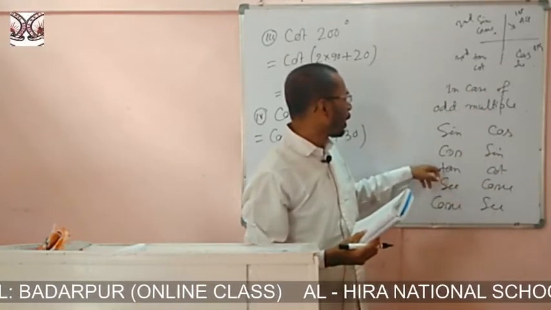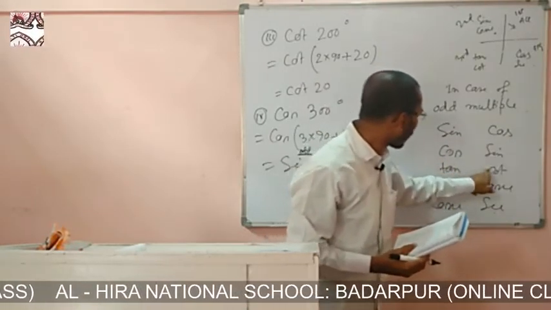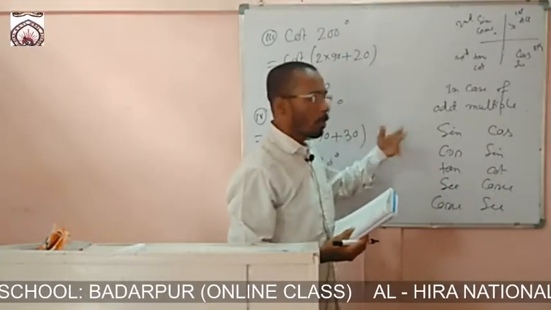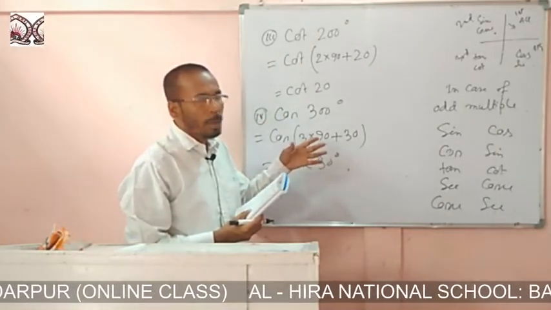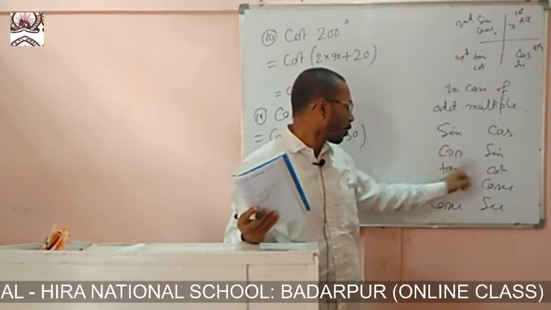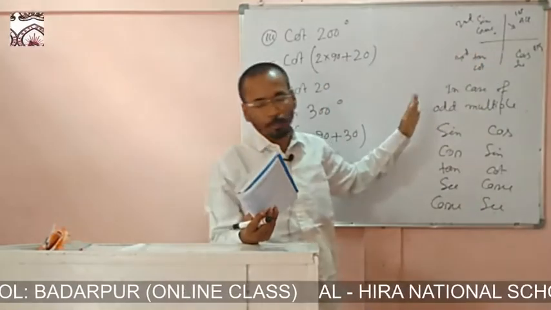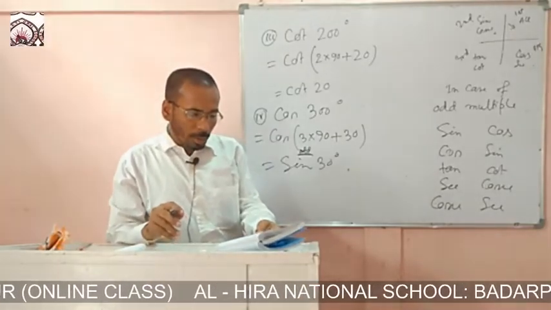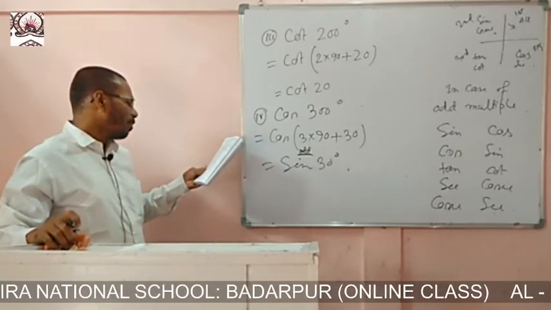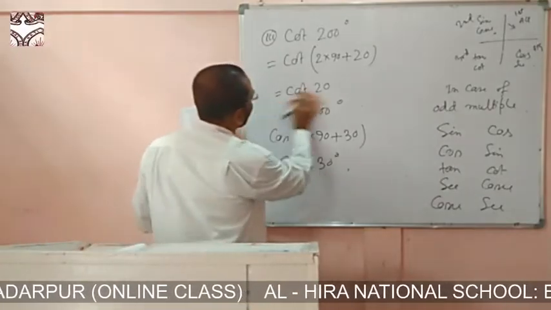In case of odd multiple, I am again saying sine will become cos, cos will become sine, tan will become cot, sec will become cosec, and cosec will become sec. In case of even multiple, no need, but in odd multiple, sine to cos, cos to sine, tan to cot, sec to cosec, cosec to sec, and the sign according to the ASTC rule. Now question number 4 is done, then question number 5 and 6 you can do, and 7 and 8 I am doing.